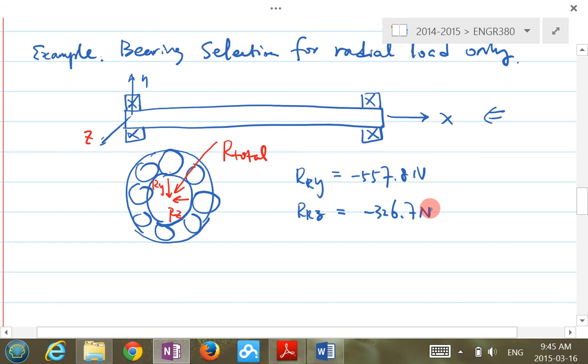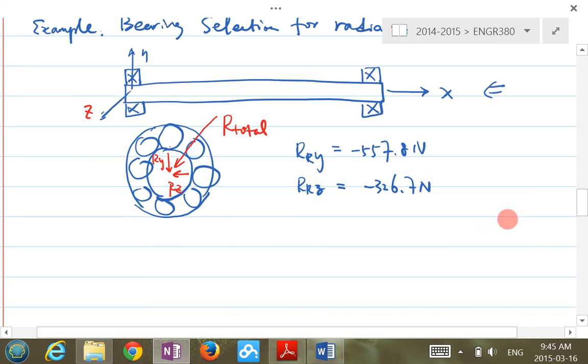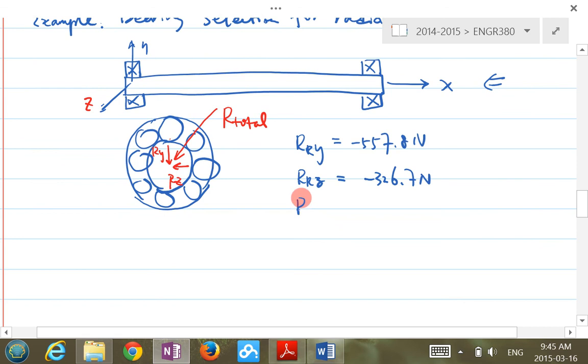So this is the right side, and the left side, Ly equal to this much, and Lz is this. So let's say this is the result of the supporting forces on the two sides of the bearing there.